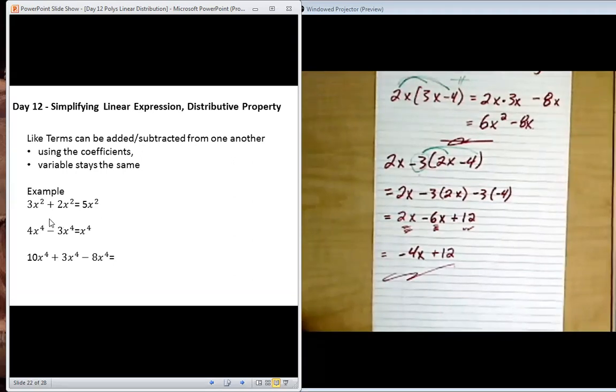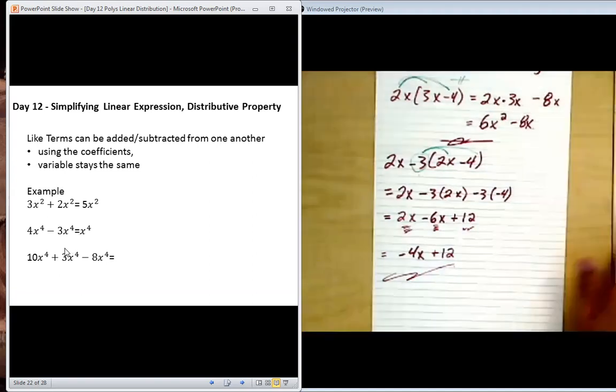So you can see, just work them out in the regular way. 3x squared, 2x squared, 5x squared, like that. 4x to the 4, take 3 of those away, x to the 4. Last one's for fun. What do we got? You got an arrow in the way is what you got. There we go. Now it's a little nicer.